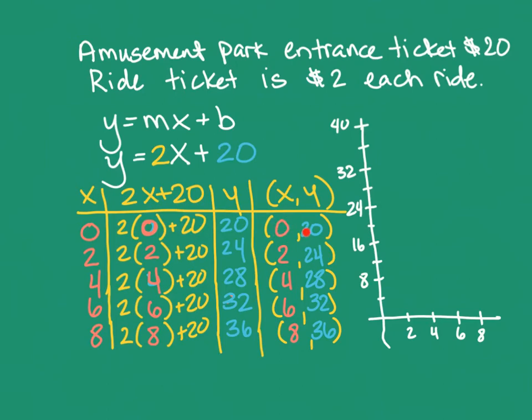Go 0 on the x, turn and go 20 on the y. 0 on the x, I'm not side to side at all. 20 on the y will be right there. I'm going to mark that spot. It's the point, well, I'll get to that in a minute actually. I'm getting ahead of myself. 2 on the x, turn, go 24 on the y, mark the spot.